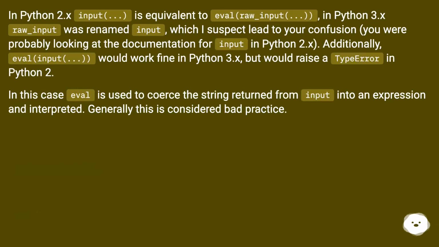In Python 2.x, input is equivalent to eval(raw_input(...)). In Python 3.x, raw_input was renamed input, which I suspect led to your confusion. You were probably looking at the documentation for input in Python 2.x. Additionally, eval(input()) would work fine in Python 3.x, but would raise a TypeError in Python 2. In this case, eval is used to coerce the string returned from input into an expression and interpreted. Generally, this is considered bad practice.